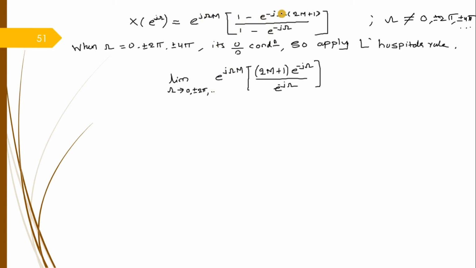So leave it. After differentiation, you get a minus sign, and this minus sign cancels. Here also this minus sign cancels. What is left here, other than omega, is 2m plus 1. That is what I'm writing. e raised to minus j omega. So here also you get e raised to minus j omega as it is. So this is the quantity when I differentiate the numerator and denominator.